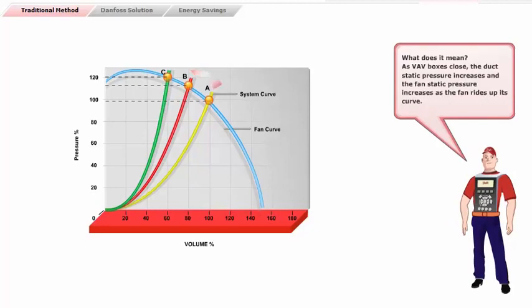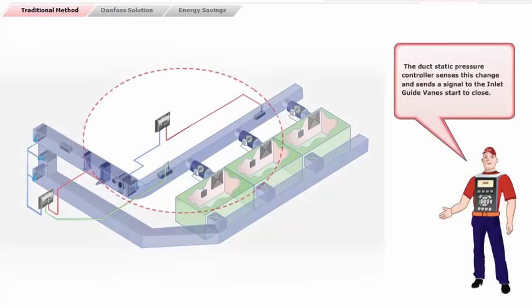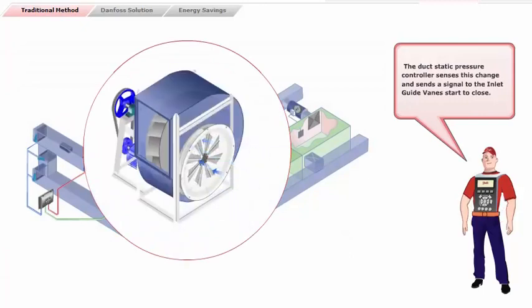What does it mean? As the VAV box closes, the duct static pressure increases, and the fan static pressure increases as the fan rides up its curve. The duct static pressure controller senses this change and sends a signal to the inlet guide vanes to start to close.